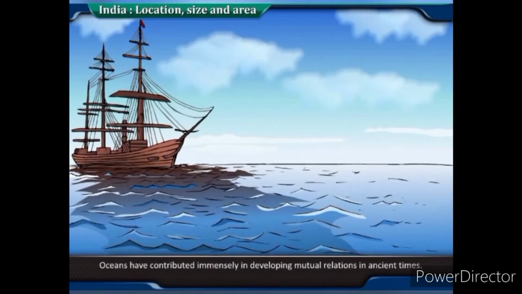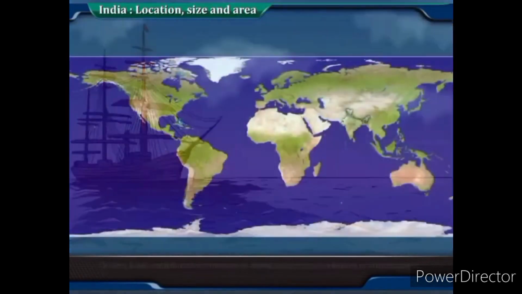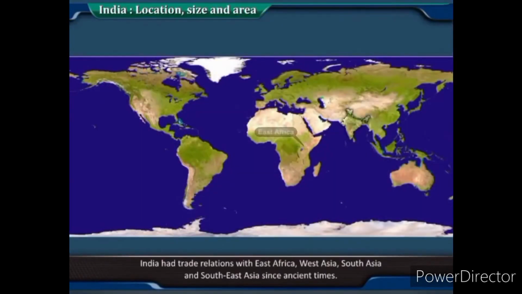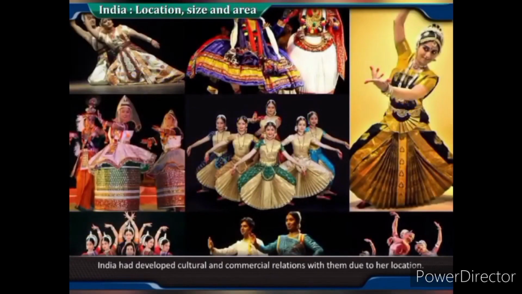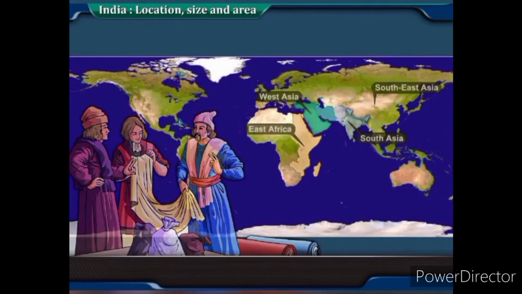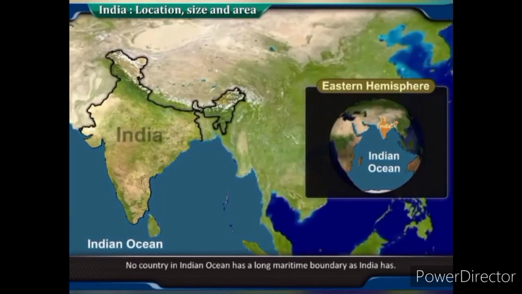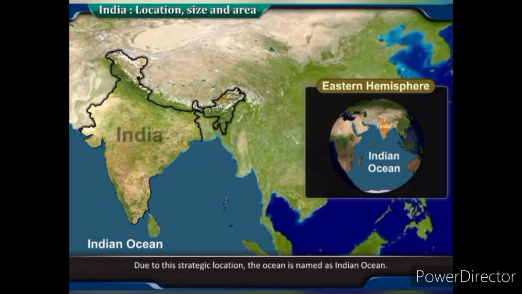Oceans have contributed immensely in developing mutual relations in ancient times. India had trade relations with East Africa, West Asia, South Asia, and Southeast Asia since ancient times. India had developed cultural and commercial relations with them due to her location. No country in the Indian Ocean has a long maritime boundary as India has. Due to this strategic location, the ocean is named the Indian Ocean.